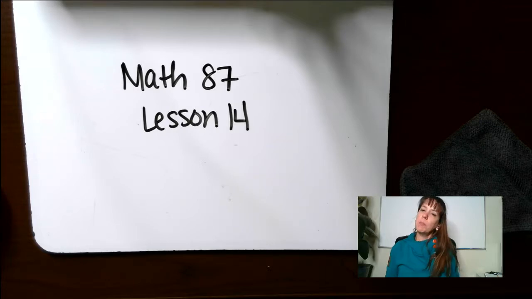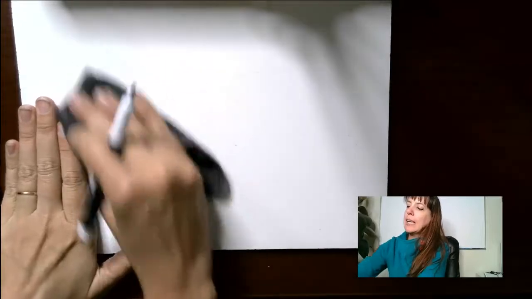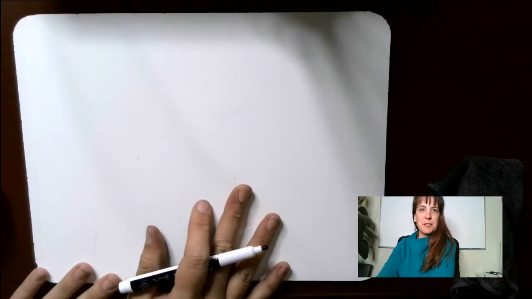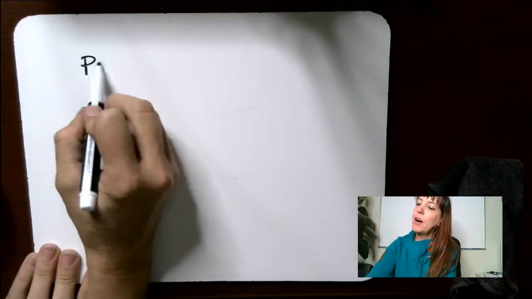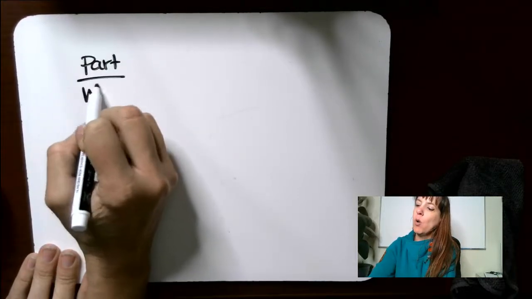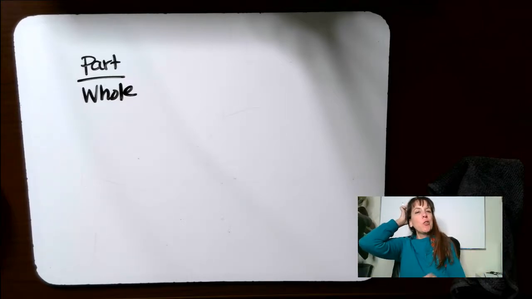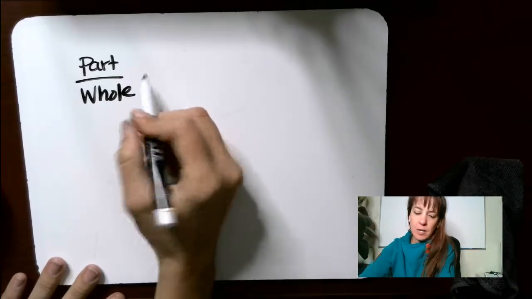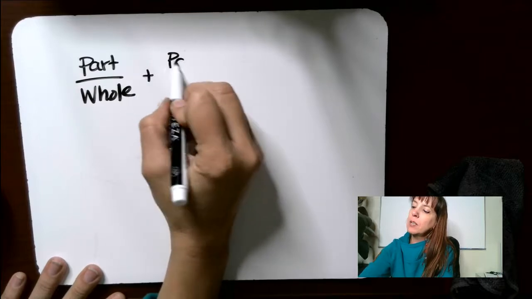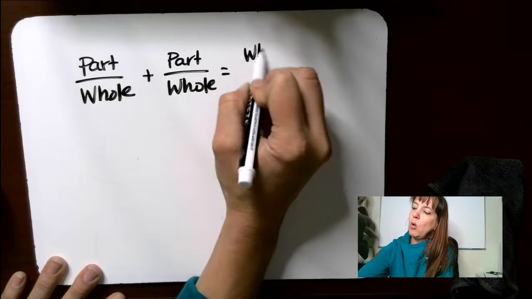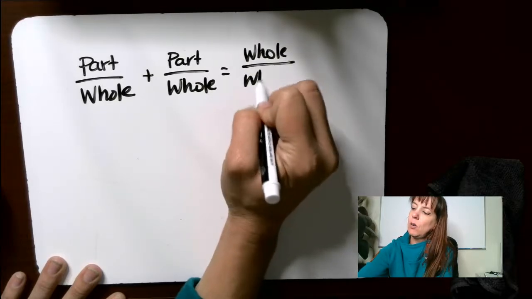We are talking about part, whole, and word problems, okay? Part, whole. Guys, fractions, I love fractions. Fractions are my favorite. If you had me for 6th grade, you know this. Part over whole. Those are fractions. That's all really a fraction is. So the way that this works, we're talking about part, whole. So part plus part equals whole over whole.